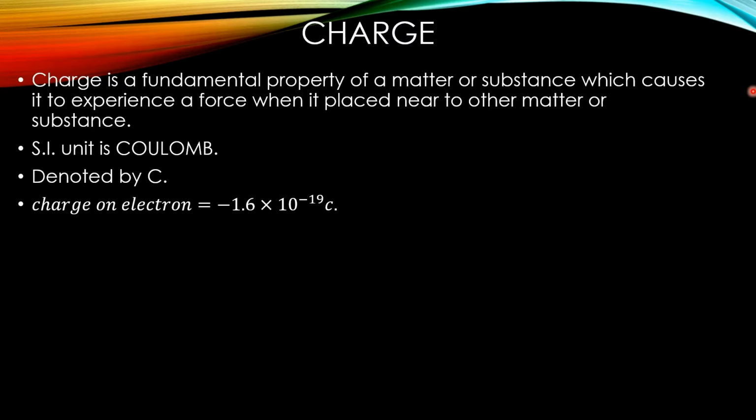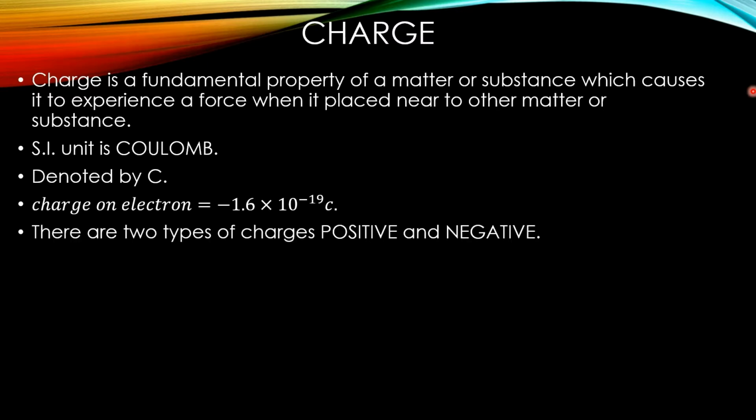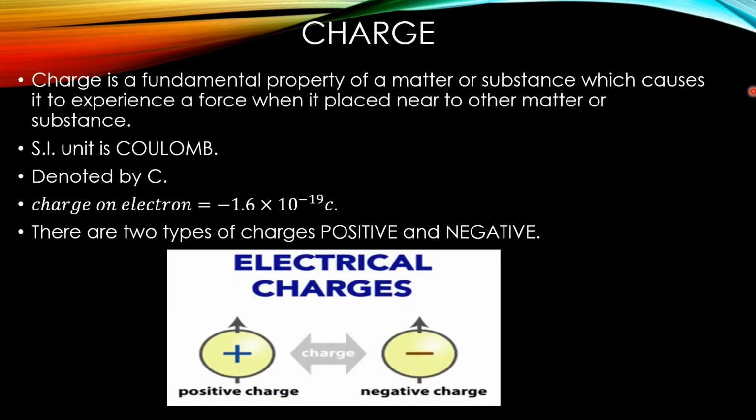SI unit of charge is Coulomb. It is denoted by C. Charge on electron is minus 1.6 into 10 power minus 19 Coulomb, and charge on proton is 1.6 into 10 power minus 19 Coulomb. There are two types of charge, positive and negative.